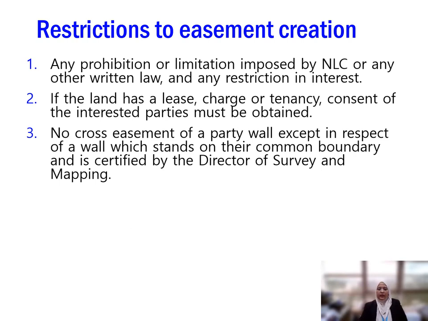Okay. Now, what are some of the restrictions to easement creation? Same as before, any prohibition or limitation imposed by the National Land Code or any other written law, and any restriction in interest. If the land has a lease or charge or tenancy, the consent of these interested parties must be obtained. The lessee, the chargee, the tenant, all their consent must be obtained first. And there is no cross easement of a party wall except in respect of a wall which stands on their common boundary, boundary to boundary. Not other than that. And it must be certified by the Director of Survey and Mapping.